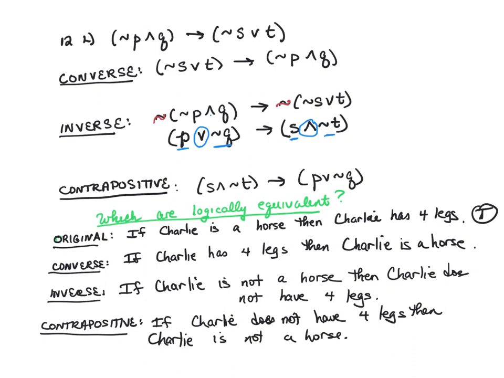In fact, we proved that the conditional is not commutative. So the original cannot be logically equivalent to its converse. We did prove that already. So the original is not logically equivalent to the converse. So what is it logically equivalent to? Well, it has to be the inverse or the contrapositive. Which one do you think it is? Let's look at the inverse. If Charlie is not a horse, then Charlie does not have 4 legs.